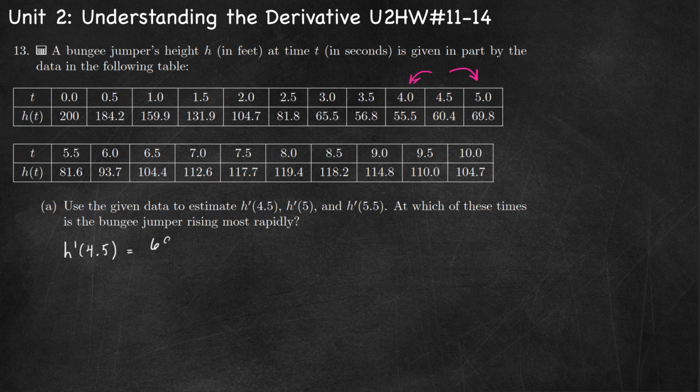So it's going to be 69.8 minus 55.5 over 5.0 minus 4.0. And this should be approximately equal to, because that's not necessarily exactly what h prime of 4.5 equals to. That's our estimate of h prime of 4.5. And that is 14.3. And then the units on that would be the change in h, which is feet, per, and then the change in time, which is seconds, so feet per second.